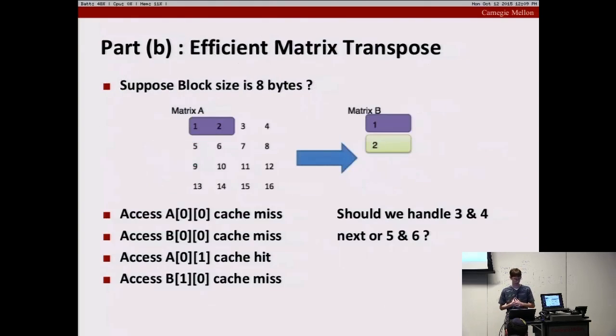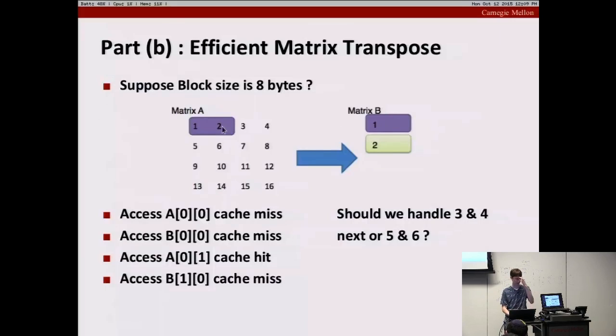Here we're supposing that our block size is 8 bytes, and these are 4-byte integers. So we access A00. This 1 is a miss. Nothing's in our cache yet. It's the first access. Then we access B00, because we're moving A00 to B00. It's the first step of the transpose. It's a miss because we haven't accessed this address yet either.